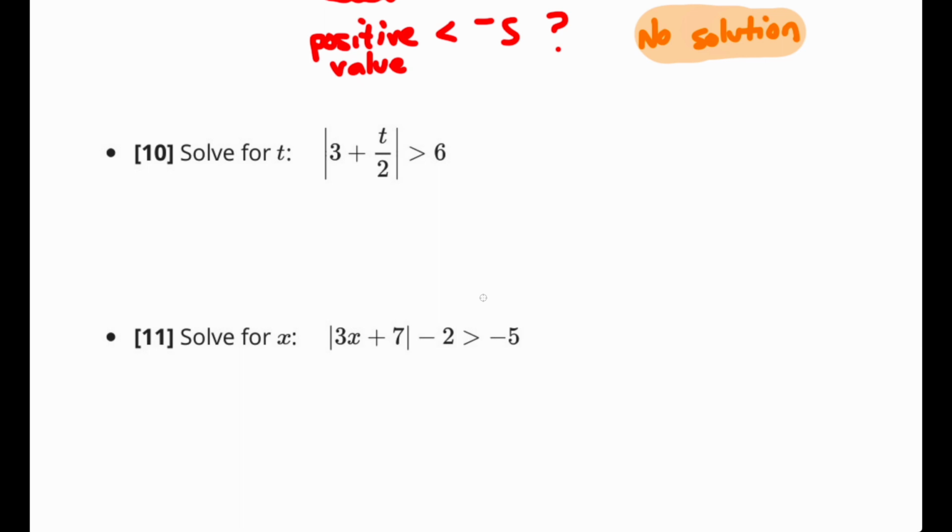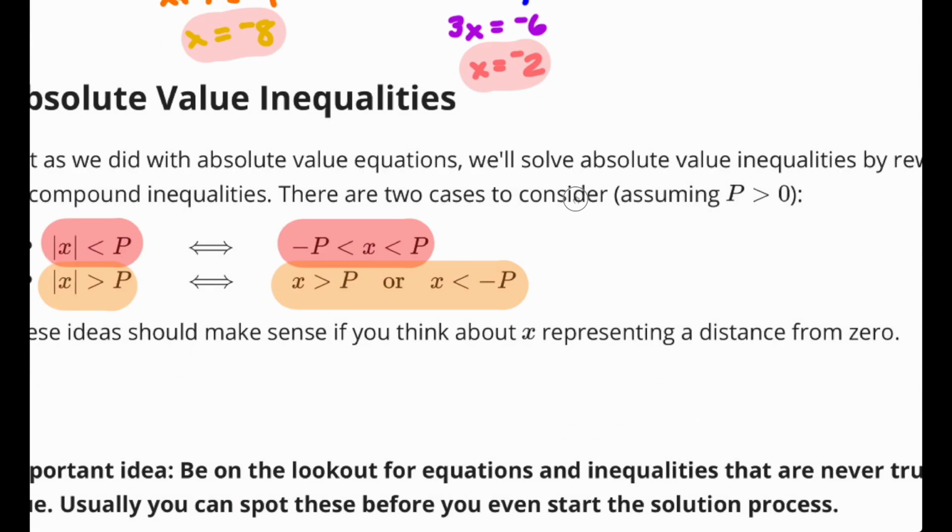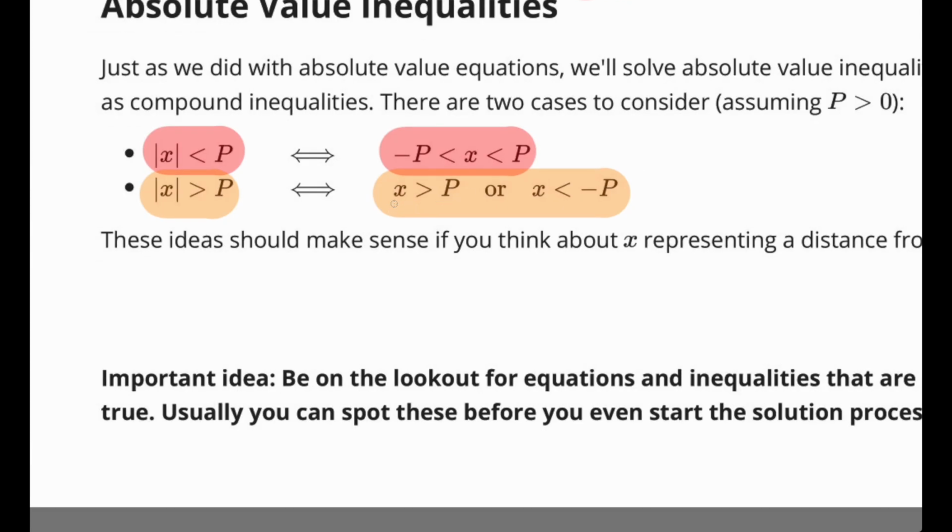All right, this next one, solve for t. It's got that absolute value there, greater than 6. This one should work out because it's not negative, but it's greater than, so it's going to be a little bit different. Let me just show you a quick review. Whenever it's greater than, you're going to have something like this, where x is greater than p, or x is less than negative p. So we're going to take that into account when solving.